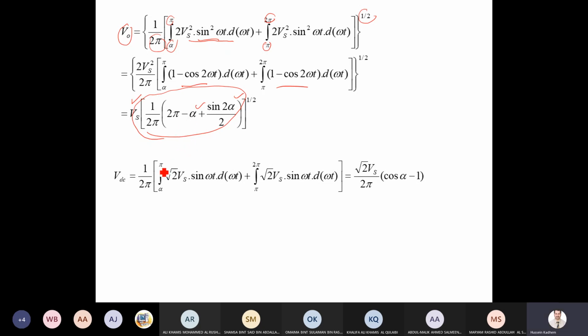What about average or DC? DC or average uses the same previous equation, but without the square root and without the square. Directly from alpha to pi, input voltage, and pi to 2 pi, input voltage. And we have another formula.